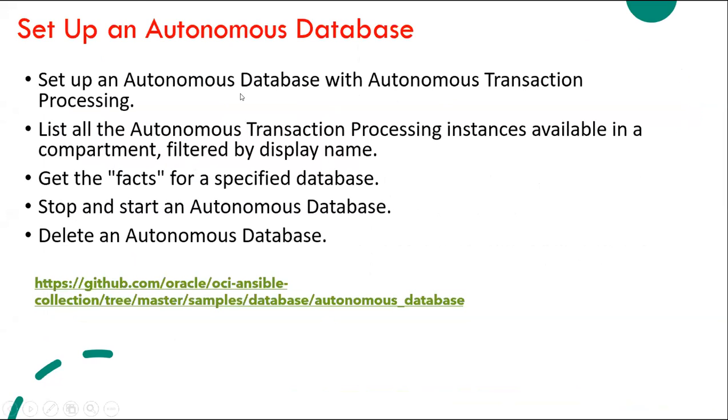I can also run the autonomous database, which also has a predefined module on GitHub. As you see here, it can be used to list all the autonomous databases. I can list them using the display name. I can get the facts of the database. I can stop and start the autonomous database using Ansible, and I can delete the autonomous database itself.